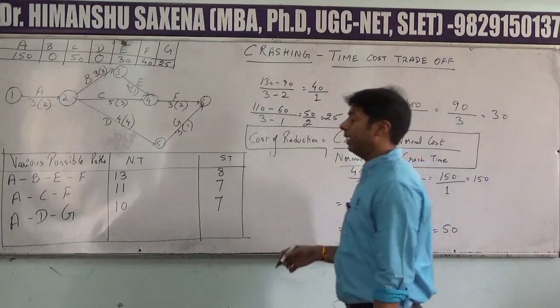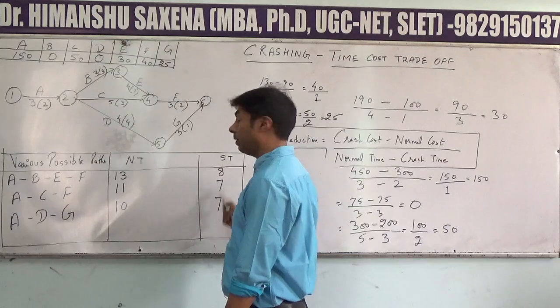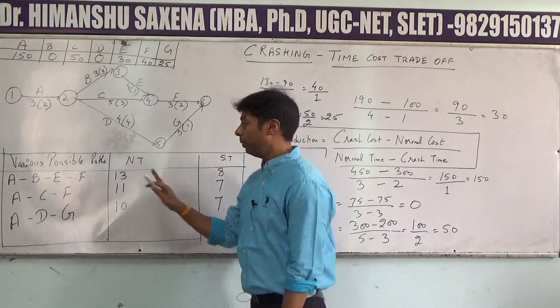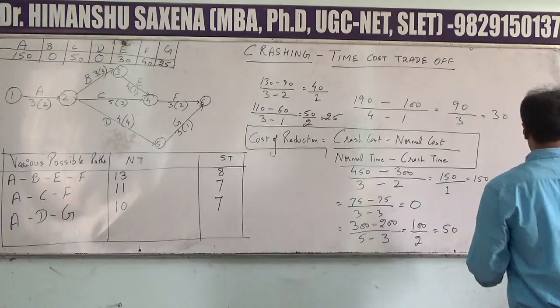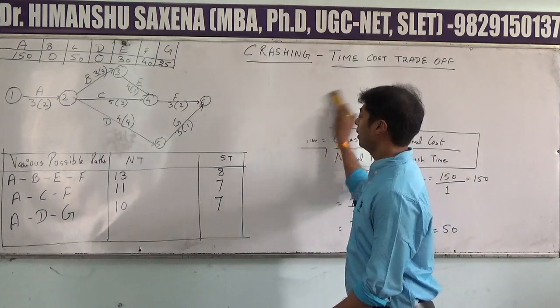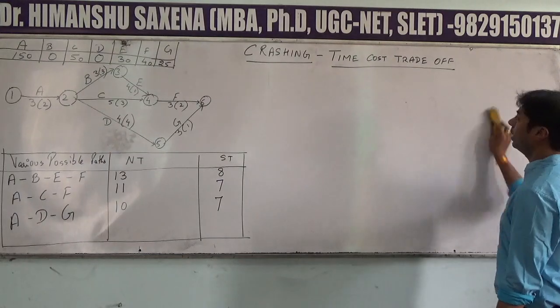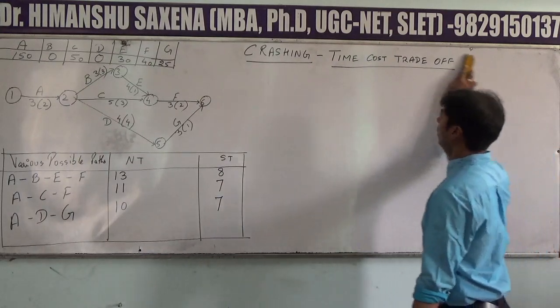So we have to take down all the normal time values for all the various possible paths as well as the shortest time. So please note down the values up till here, then we will proceed further with this concept of crashing. Crashing, which is also called time cost trade-off.